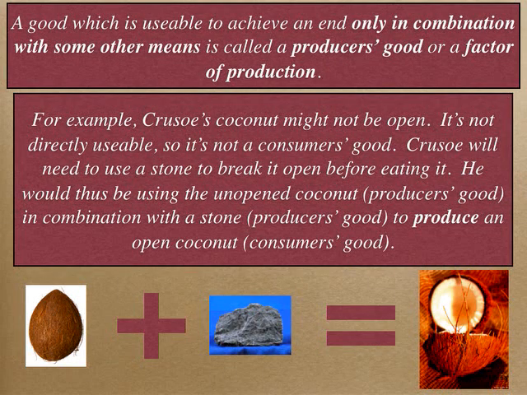A good which is usable to achieve an end only in combination with some other means is called a producer's good, or a factor of production. For example, Crusoe's coconut might not be open. It's not directly usable, so it's not a consumer's good. Crusoe will need to use a stone to break it open before eating it. He would thus be using the unopened coconut, a producer's good, in combination with a stone, producer's good, to produce an open coconut, consumer's good.